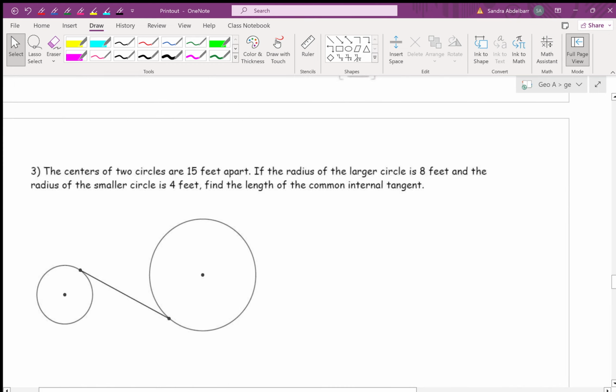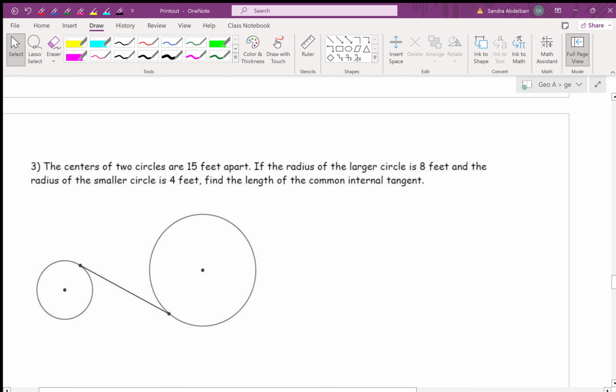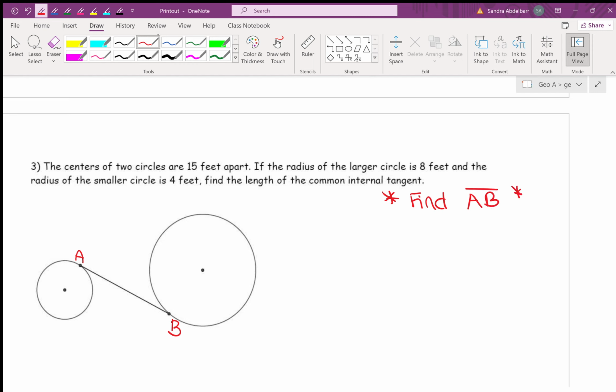Okay, so now this one's a little bit sneakier. This is not an internal tangent. This is not an external tangent. This is an internal tangent. So let's label this AB. We still want to find the common internal tangent, so we want to find AB. The centers of the two circles are 15 feet apart. If the radius of the larger circle is 8 feet and the radius of the smaller circle is 4 feet, find the length of the common internal tangent, which is AB that we just labeled.